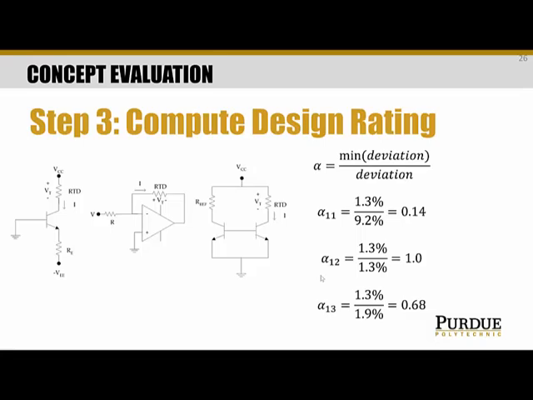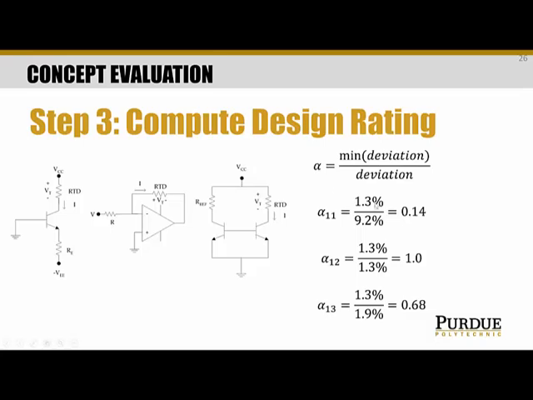And what we discovered was that for the first design, there's a 9.2% deviation. For the second design, there's a 1.3% deviation. And for the third design, there's a 1.9% deviation. And our goal here is we don't want a lot of deviation. We want to minimize the deviation. The less deviation, the more accurate. So we take the minimum of the 3 deviations here, and then we divide by the deviation of each circuit.